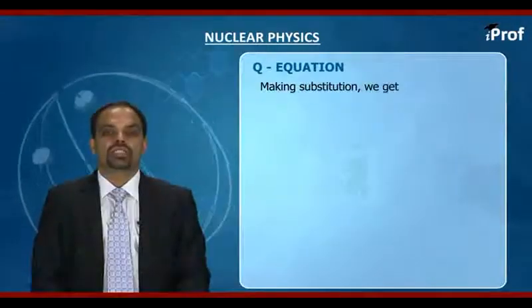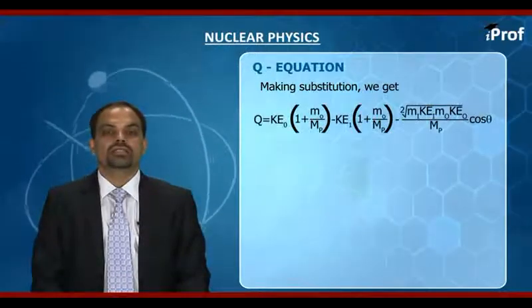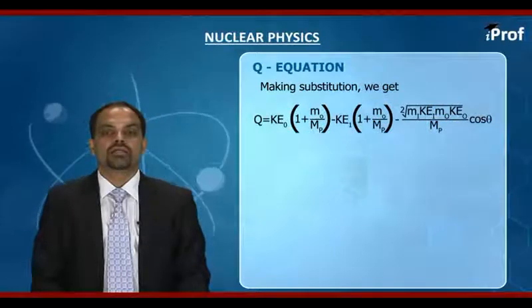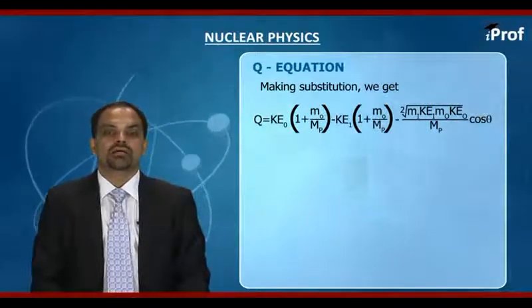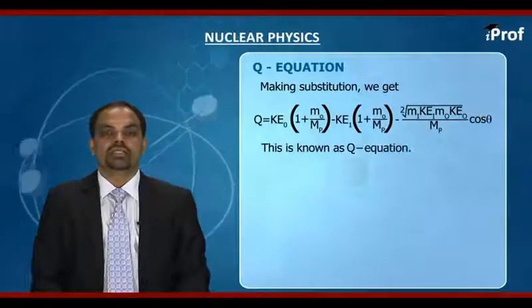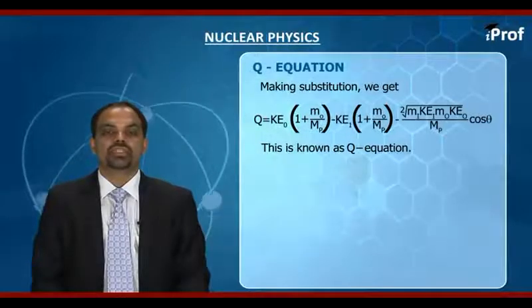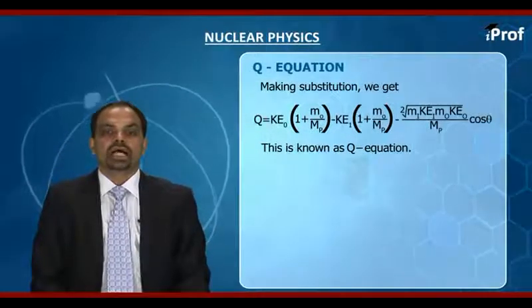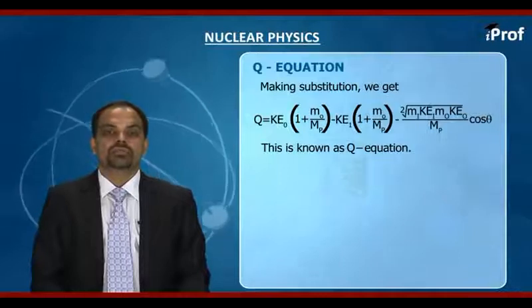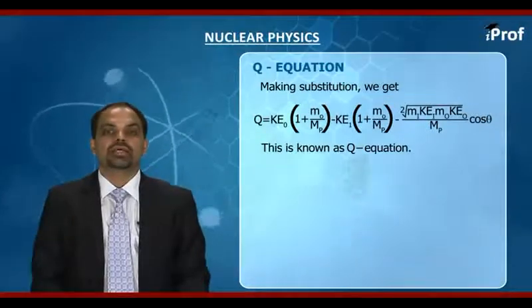When we make substitution, we get the value of Q in terms of the kinetic energy of the outgoing particle and the incoming particle, and this is what we refer to as the Q equation. The Q equation is shown on the figure, and we are not supposed to remember it. What is important is how this has been arrived at.